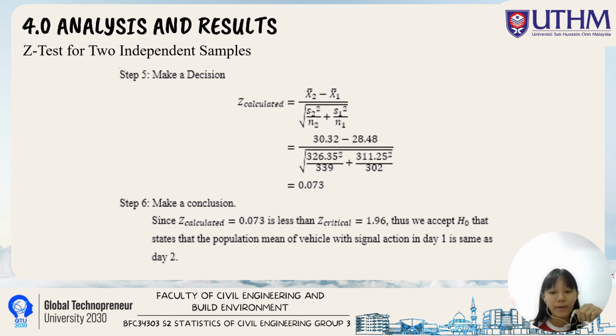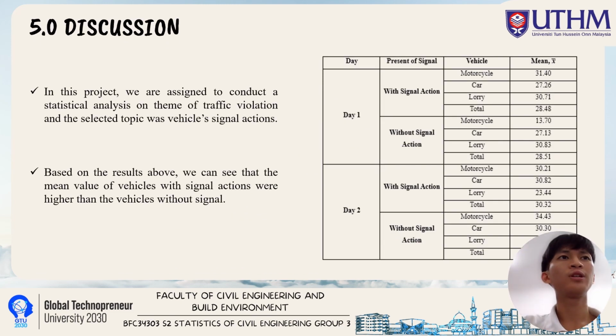I'm Bang Zikwan. Now I'm going to present the discussion for our group project. In this project, we are assigned to conduct a statistical analysis on traffic violations, and the selected topic was vehicles' signal actions. Based on the result above, we can see that the mean value of vehicles with signal actions was higher than vehicles without signal actions.